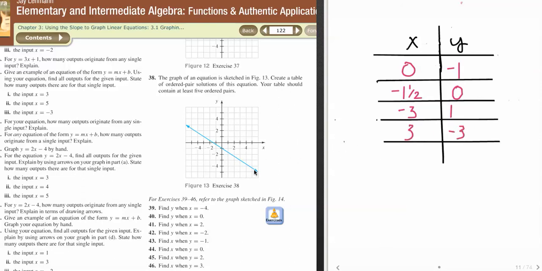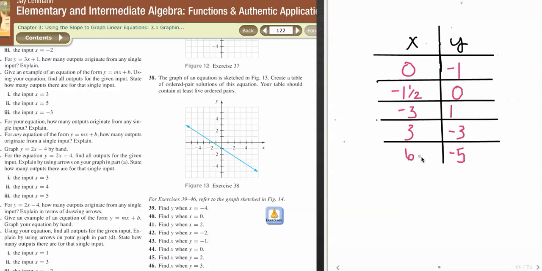Now this line continues on this way, that's what the arrows mean, but I see that it's pointing out right to there, so I'm going to follow this back up. This is a +6 on the x-axis and a -5 on the y-axis. So x is +6, y is -5.